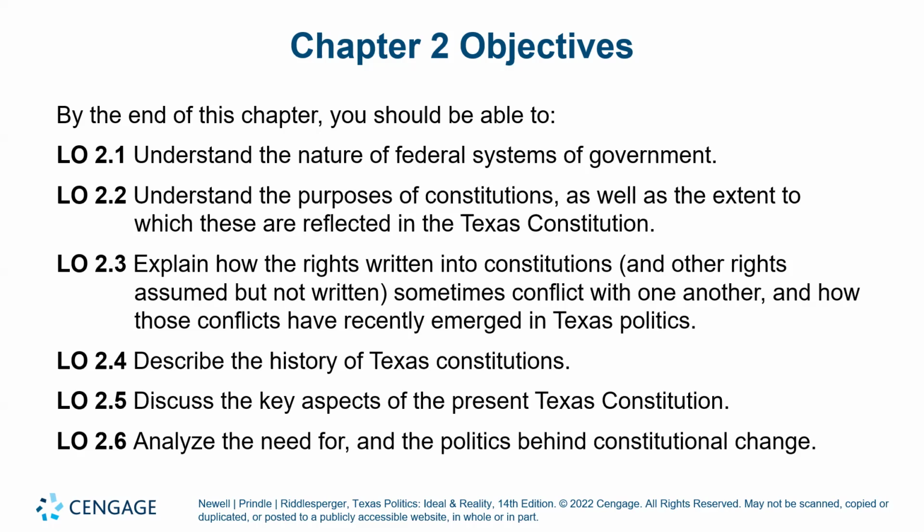Analyze the need for and the politics behind constitutional change. So we will also take a look at some of the logistical issues that we have within the Texas Constitution. One example is that state representatives and state senators get paid peanuts compared to what their federal and even other fellow state counterparts get, in that members of Congress make about $175,000 a year, whereas state reps and state senators make $7,000. So not even close. And I'm not saying $7,000 per month. I'm saying $7,000 per year.